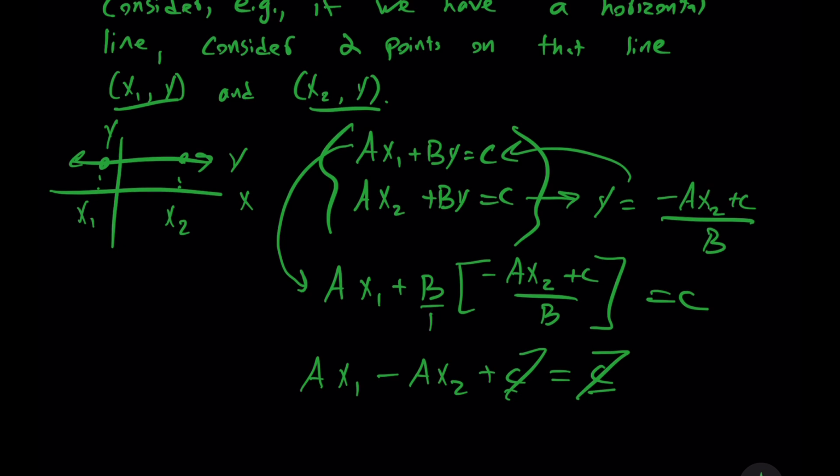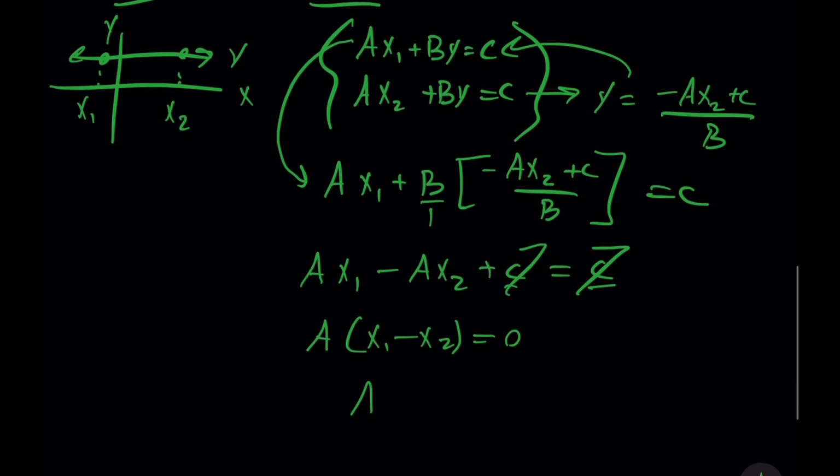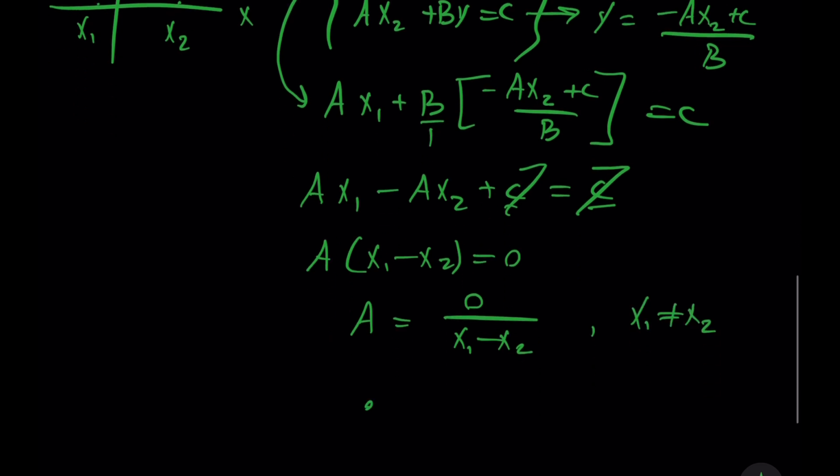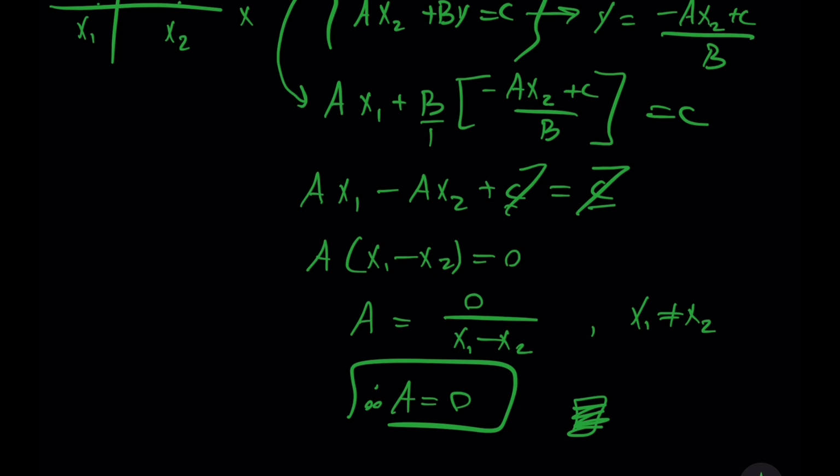We can factor out that a, so a times the quantity x sub 1 minus x sub 2 is equal to 0. So a is equal to 0 over x sub 1 minus x sub 2, where x sub 1 does not equal x sub 2. So therefore, a is equal to 0.